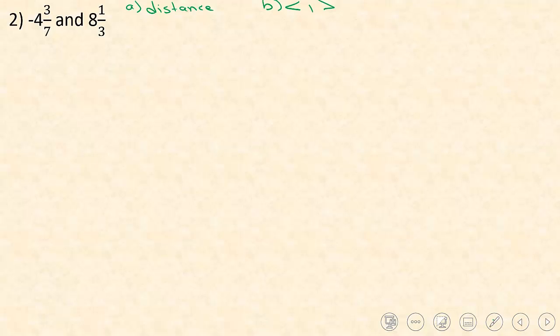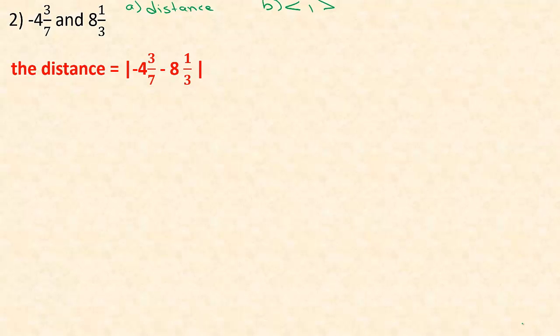The first step we should do is to find the distance between the two numbers. And the distance between any two numbers is the absolute value of their difference. So, absolute value of negative 4 3 over 7 minus 1 1 over 3. We have here a mixed number. So first we should go and change it to be an improper fraction. So it's the absolute value of negative 31 over 7 minus 4 over 3. As you can see here, we have different denominators. What should we do? Simply, to be able to subtract two rational numbers, they must have the same denominator.